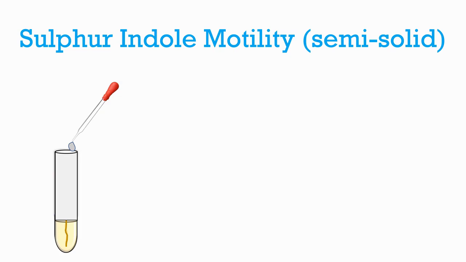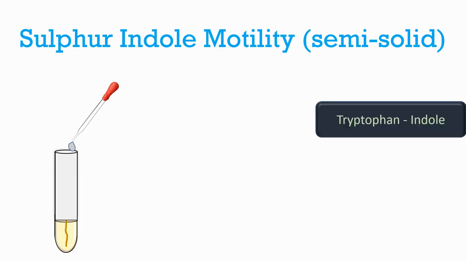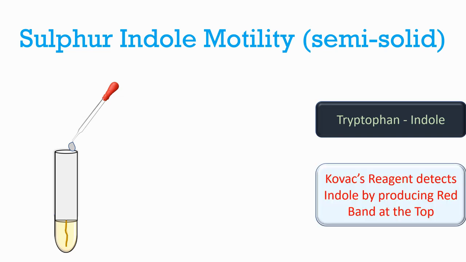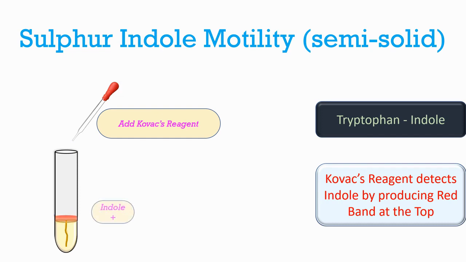Differentiation is produced by the bacteria that degrade tryptophan into indole, which is detected by addition of Kovac's reagent after overnight incubation. Indole production is shown by formation of a red band at the top of the medium upon addition of Kovac's reagent. Non-indole producing organisms do not develop any red band at the top.